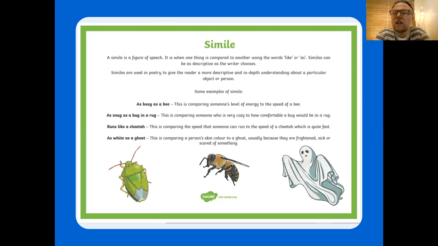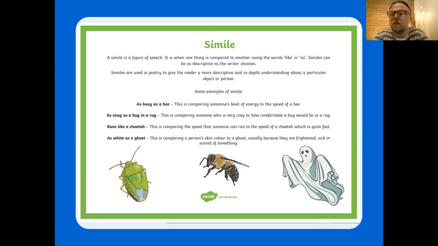Or runs like a cheetah. Does that mean they've got spotty legs? No, it just means, what do we know about cheetahs? Yeah, cheetahs are very fast. They're the fastest land animal in actual fact. So they're not saying they're as fast as a cheetah, but they're saying they run very quickly. So rather than saying they run very quickly, they're comparing them using something called a simile.